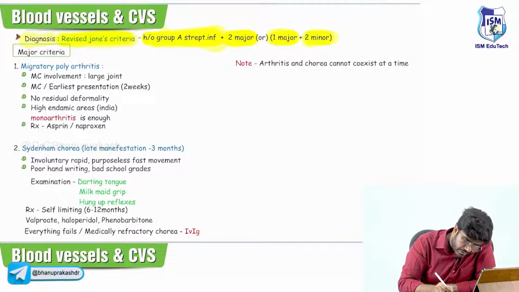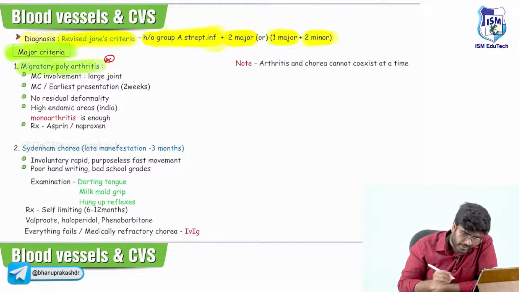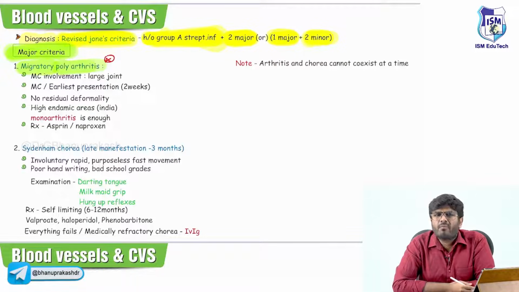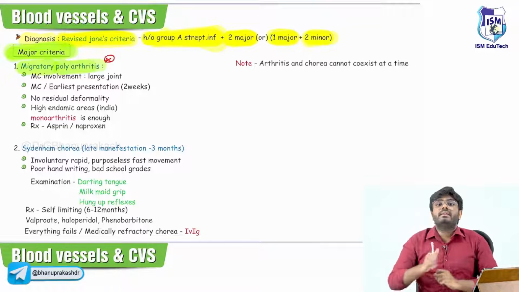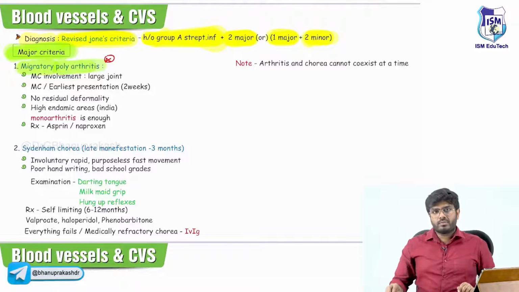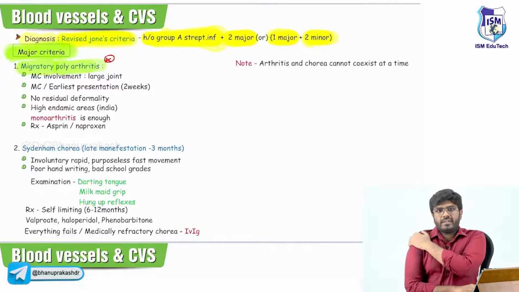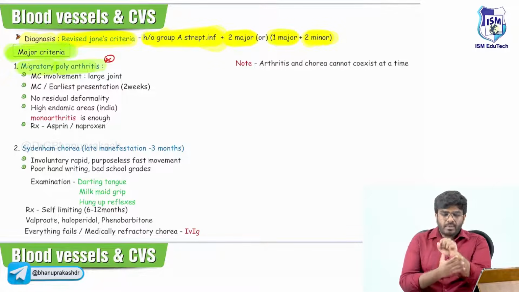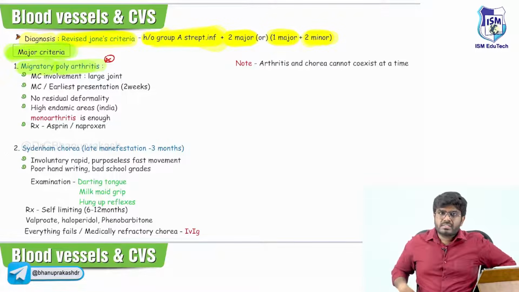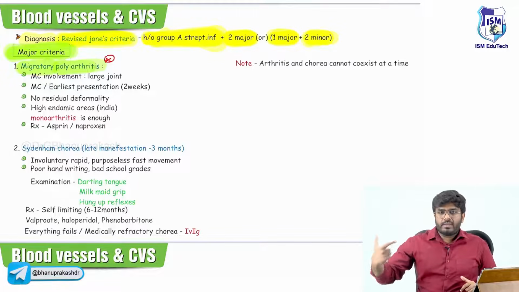The second major criteria that I am going to discuss is migratory polyarthritis. What is this word, sir? Migratory. Say the antibodies now will start to attack the joints also. First my shoulder joint will be affected, followed by my elbow joint, my wrist joint, my hip joints, my ankle joint, my knee joints. So there will be joint involvement.